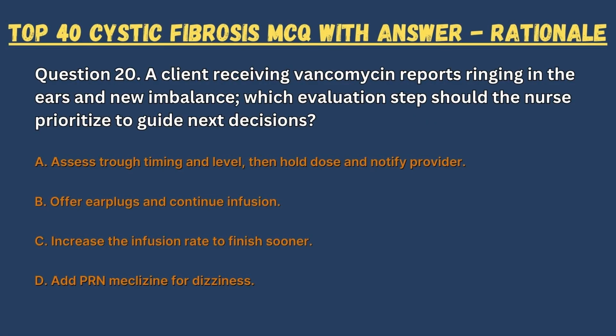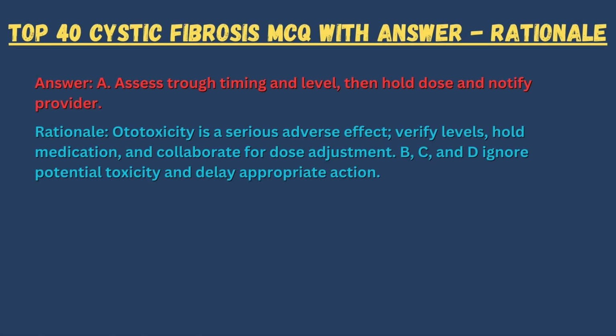Question 20. A client receiving vancomycin reports ringing in the ears and new imbalance. Which evaluation step should the nurse prioritize to guide next decisions? A. Assess trough timing and level, then hold dose and notify provider. B. Offer earplugs and continue infusion. C. Increase the infusion rate to finish sooner. D. Add PRN meclizine for dizziness. Answer: A. Assess trough timing and level, then hold dose and notify provider.